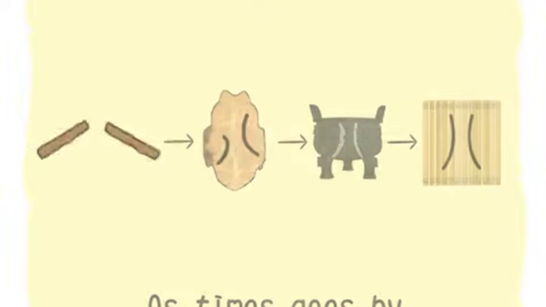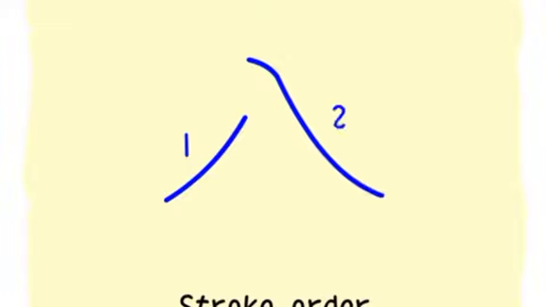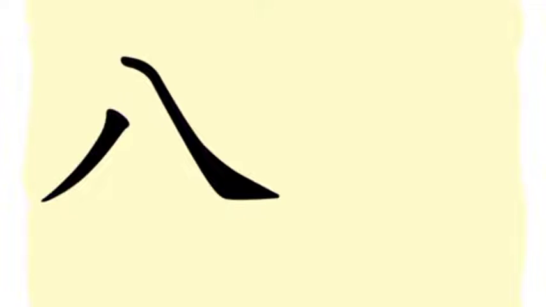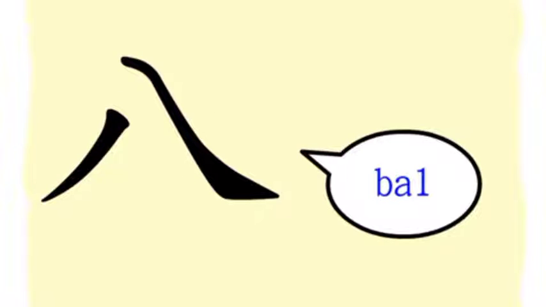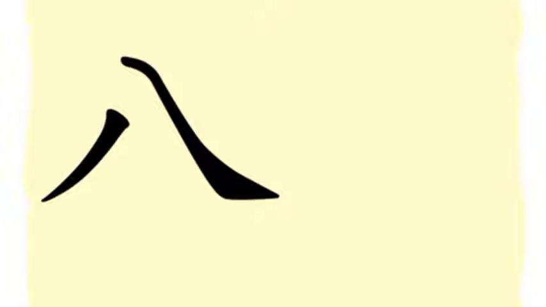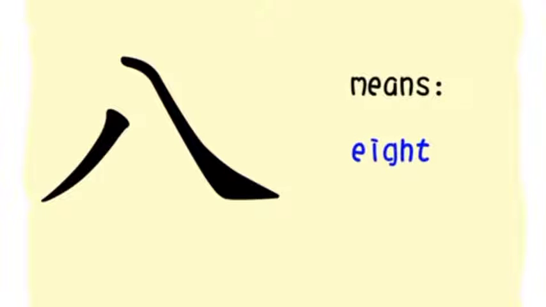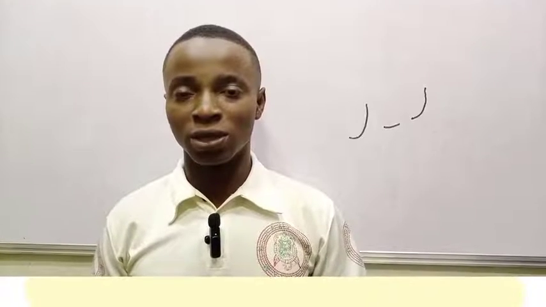Now let's quickly practice how to write this character. It is literally 2 stroke orders to write this. It is very, very simple. Ba meaning what? 8. Ba, 8. Beautiful. 2 stroke orders. Thank you very much.